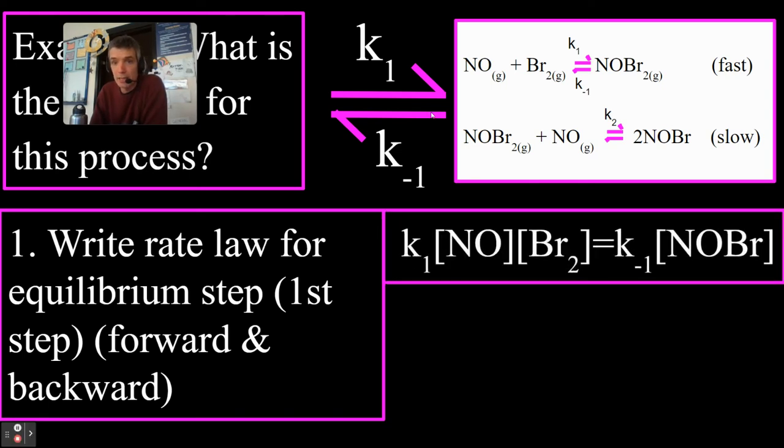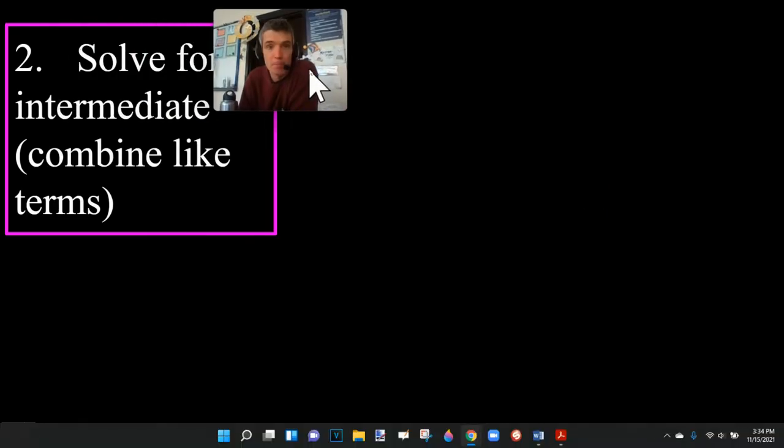So that's the forward reaction, and that's the back reaction. Because this is at an equilibrium, you have both happening at the same time at equal rates, so they're going to be equal to each other.